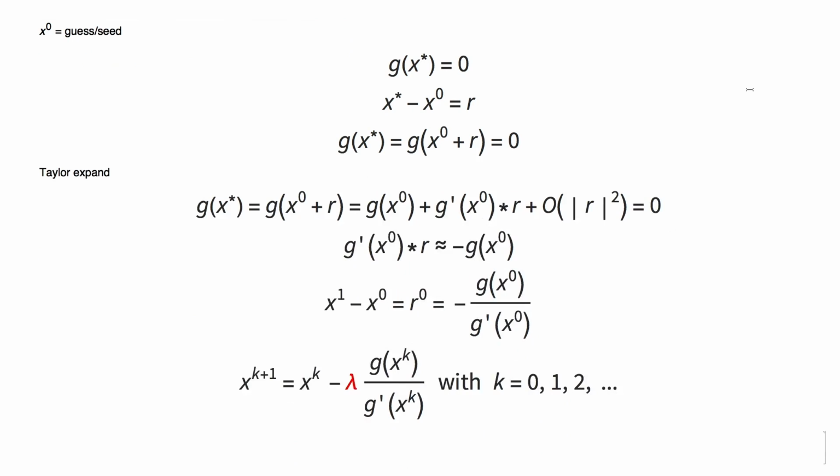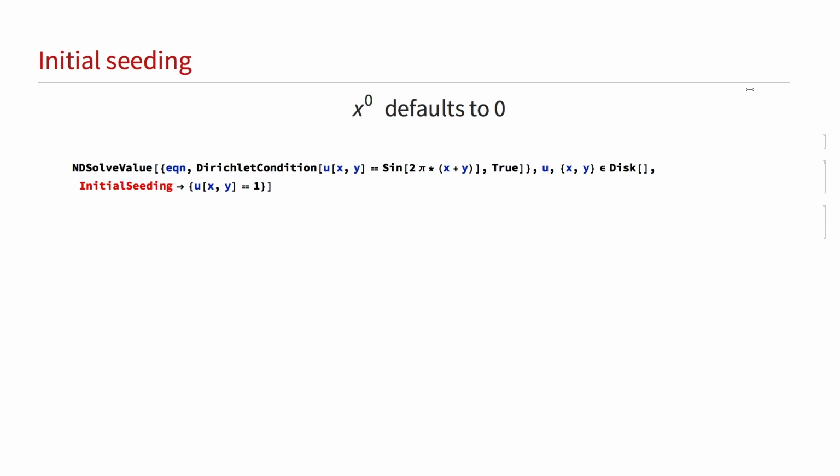The only thing I've added is now this lambda. This is a damping coefficient. This damping coefficient is larger than 0 and less than or equal to 1. That helps the nonlinear root finder to find the roots. So just very roughly, that is how a nonlinear Newton method solver works. So this x0 is something that's an initial guess, a starting value, a seed, basically. And in the equation we had before, this initial seeding was automatically set to 0. That's an arbitrary decision. If you want to change that seed to be something else, you can specify a new option called InitialSeeding. And then you say the dependent variable u of x equals 1. So now I've changed the seeding to 1 and not to be 0. Okay, that's just how you change the initial seeding.